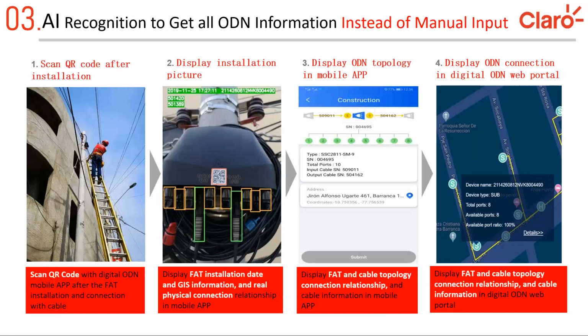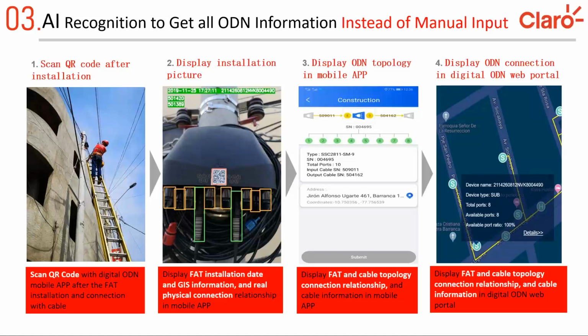So after using the NC Digital ODN, we realized that we can very quickly scan the information that the subbox and hubbox have, and scan the QR code and the serial number that is on the cable. It's an easy way to load all the information together with the GIS information in the real physical connection.